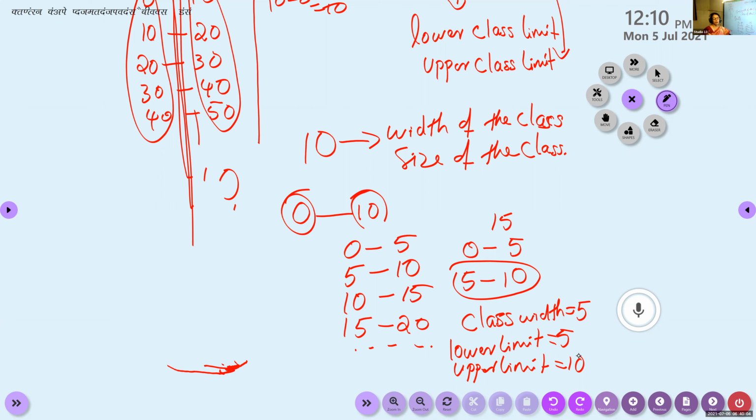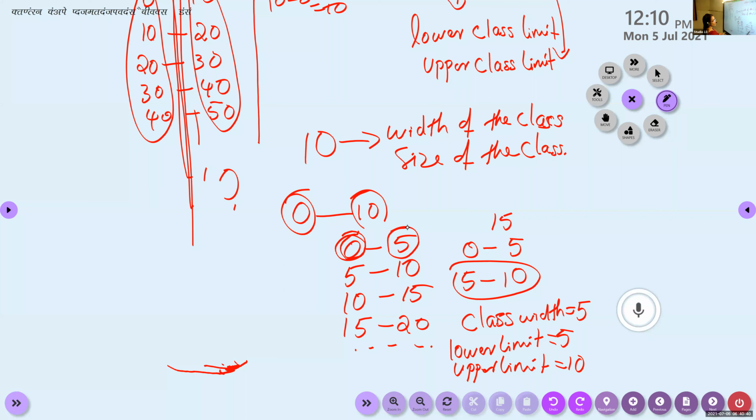The least number of each class is known as the lower limit, and the highest number in each class is known as the upper limit. The difference between the upper limit and lower limit is known as class width. Class width, lower limit, upper limit. Is it clear, these four points? Yes.